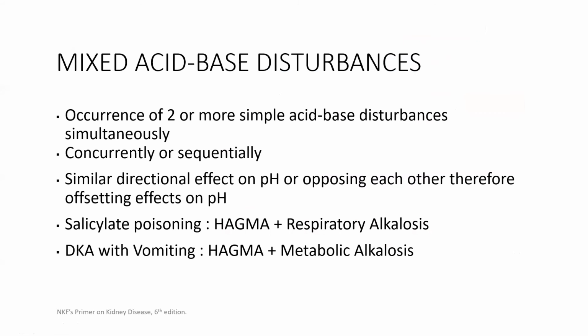So what is a mixed acid-base disturbance? It means there is occurrence of two or more simple acid-base disturbances simultaneously. It can be a concurrent occurrence together or sequential from the first disturbance, and they may have a directional effect on the pH or oppose each other. So in the case of salicylate poisoning, you get a high anion gap metabolic acidosis with respiratory alkalosis. Or in DKA with vomiting, you get a high anion gap metabolic acidosis with metabolic alkalosis.